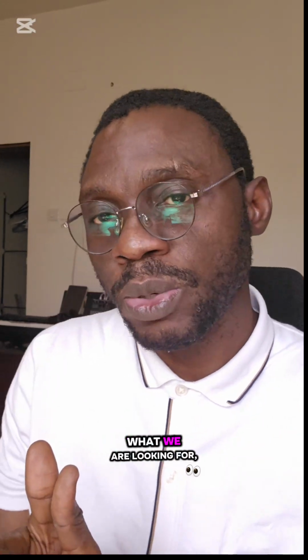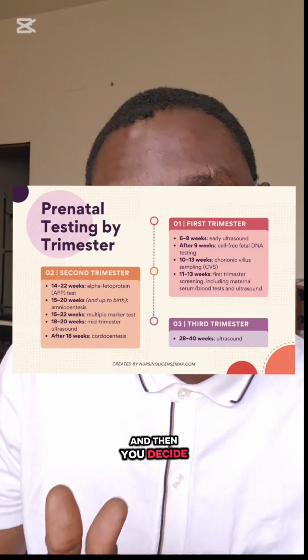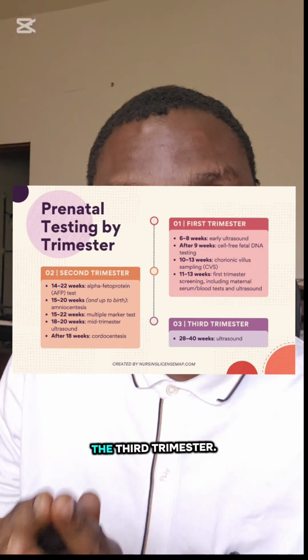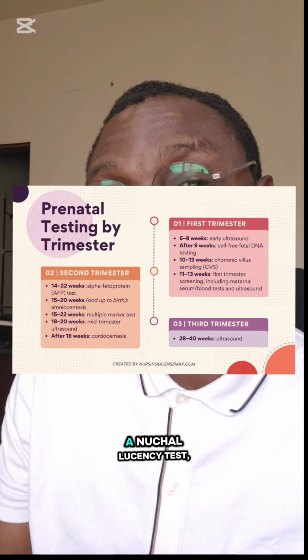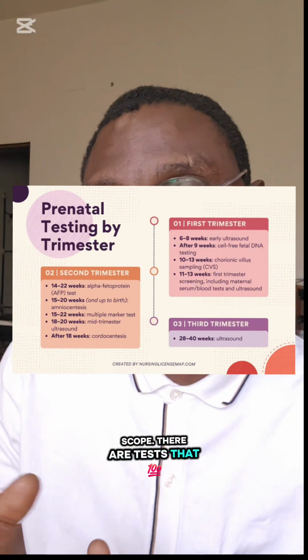So we talk about the need for a genetic counselor to let these parents know, okay, this is what we are looking for, this is what we're finding out. And that's back and forth, asking questions and telling you what is going on. And then you decide. You can test in the first trimester, the second trimester, or the third trimester. There's also what we call the nuchal lucency test, but that's beyond the scope. There are tests that you can do.